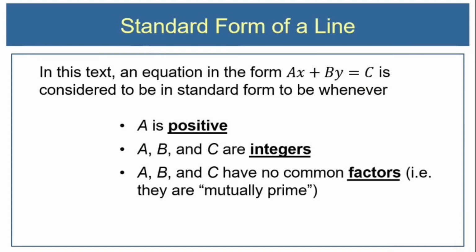The a has to be positive, so you can't have a negative a. If a were negative, we'd have to multiply through by -1 to make it positive. The a, b, and c all have to be integers, so there won't be any fractions here. And a, b, and c cannot have any common factors. In other words, they have to be mutually prime. For example, if a, b, and c could all be divided by 2, we would want to divide through by 2. If they could all be divided by 7, we would want to divide through by 7. We don't want to leave anything that will go into all three numbers.